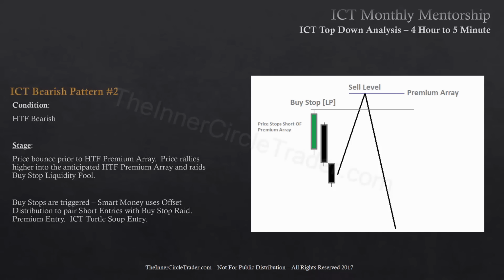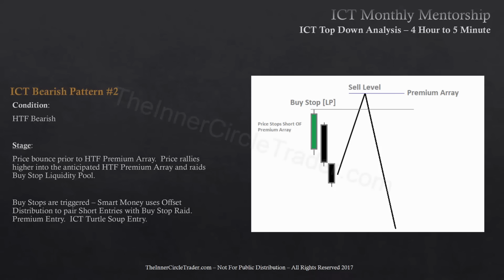But all of the things that I'm looking for that make it a turtle soup. See, everyone used to ask, how do you know it's going to stop when it goes above that old high? Because you have to know the PD array matrix for that time frame you're looking at. Where are the PD arrays? What's the higher time frame? Obviously, we're in a bearish market environment when we're looking for this.